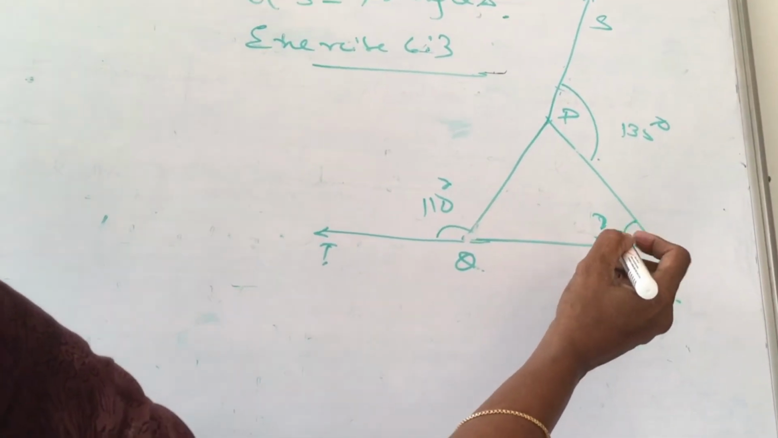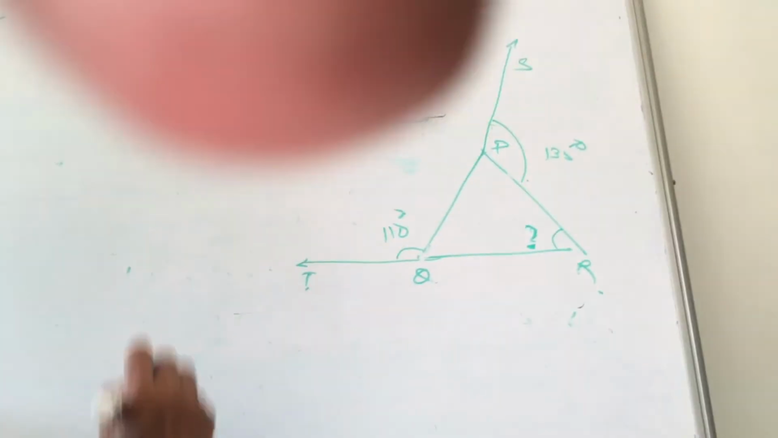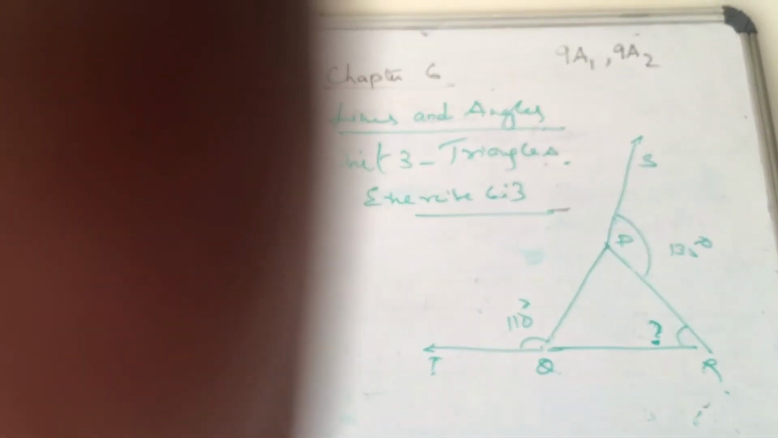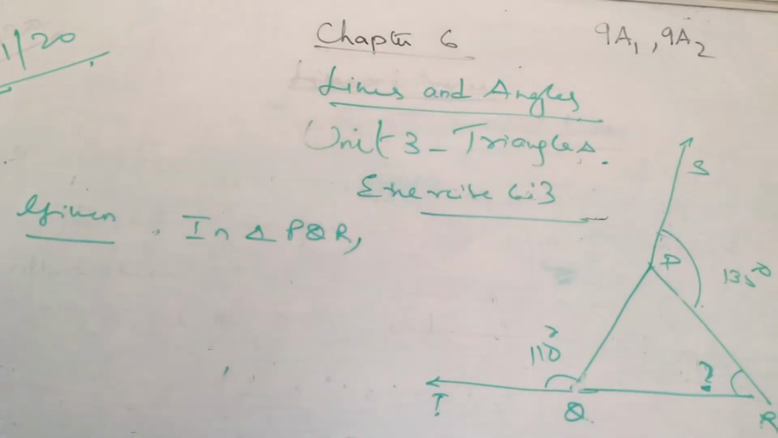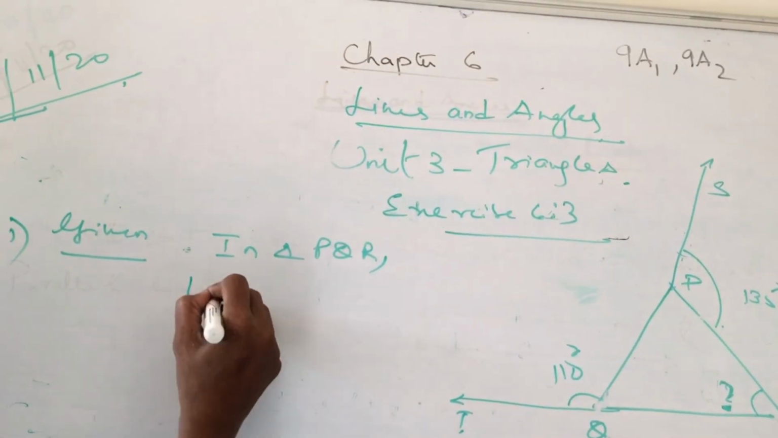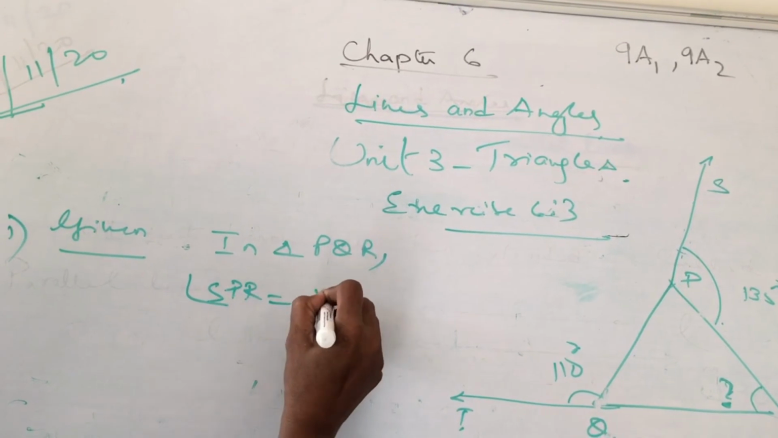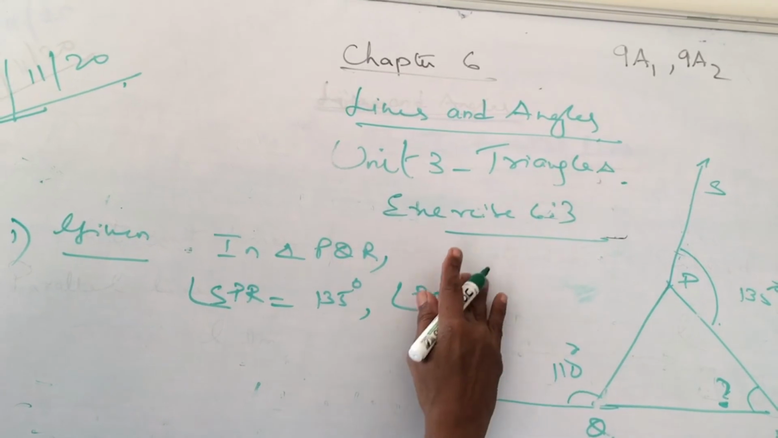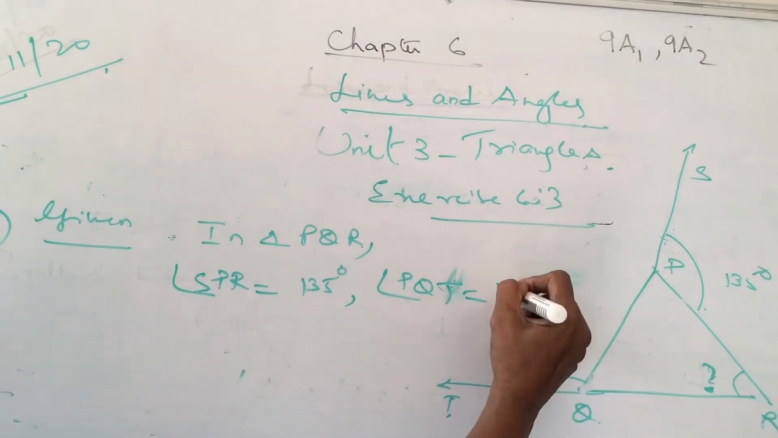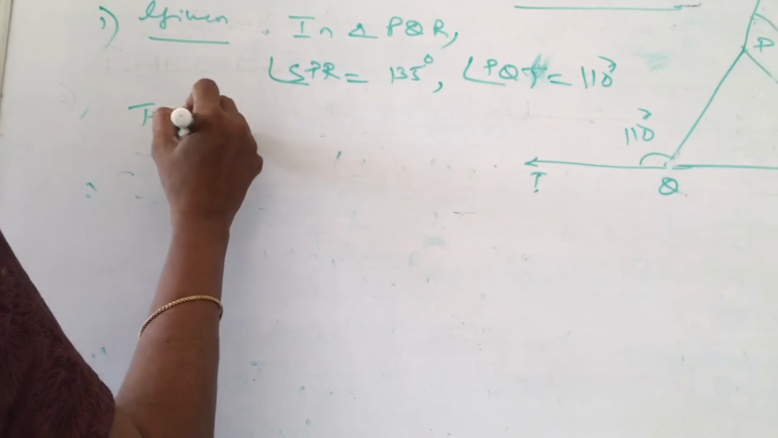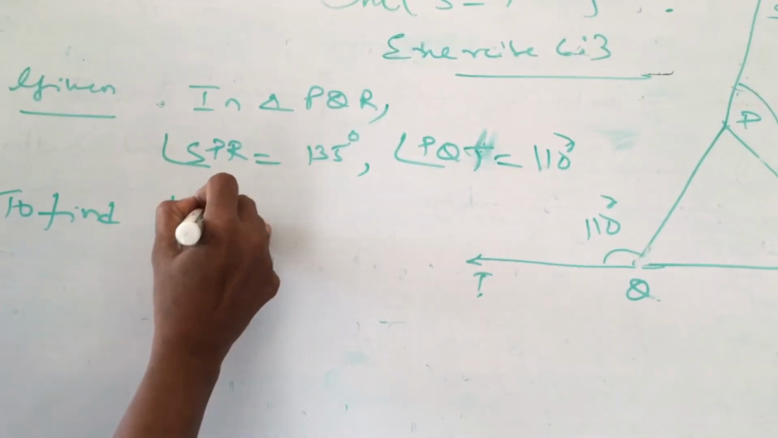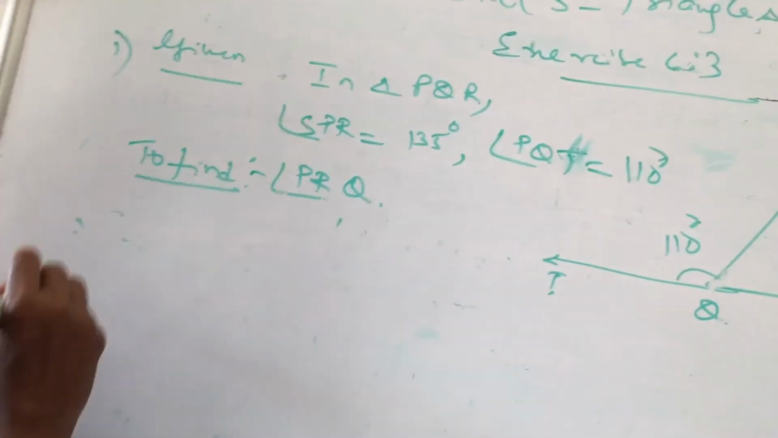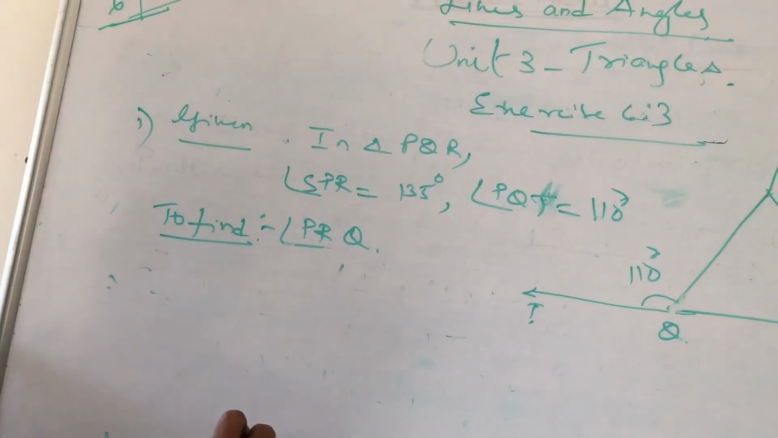Which angle you are asked to find? Angle PRQ. What is given, children? In triangle PQR, angle SPR is how much? 135. Angle PQT is how much? 110 degrees. To find which angle? Angle PRQ.